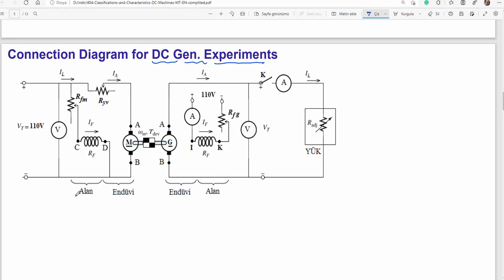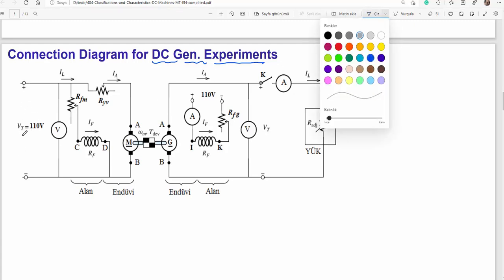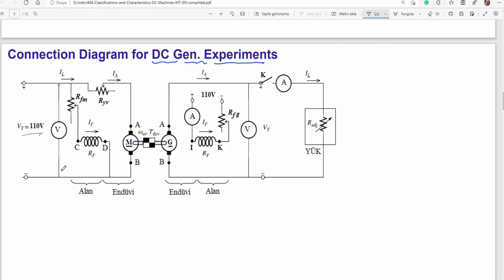Let's examine. Here is the terminal voltage, 110 volts. It is applied to a motor, you see, a DC motor. Here are terminals A and B. It is shunt connected.